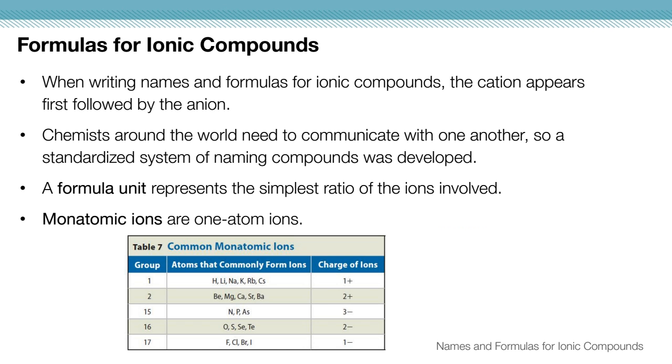So the first thing is naming our ionic compounds. Remember, ionic compounds are those ones that give and take electrons. They're going to have a cation, which is your positively charged atom. They're going to have an anion, which is your negatively charged atom. Typically, this is going to be your metal, and this is going to be your nonmetal.